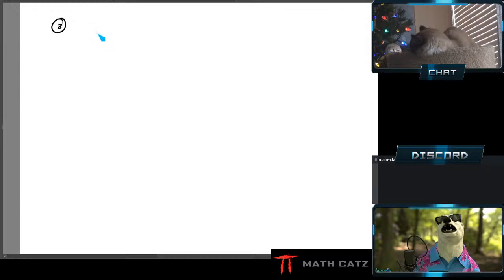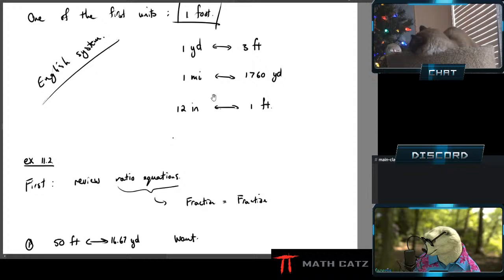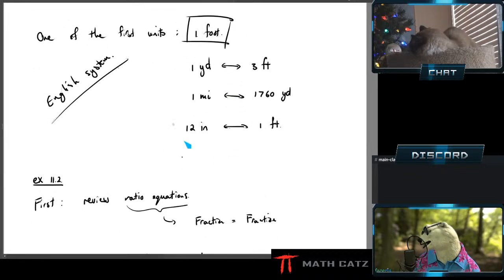So now I have 235 inches that I want to get to miles. Let's make a plan first. So I'm starting in inches. Let me go to my table. And let's suppose this is the only table of conversions that you are allowed to use, to find a path here.